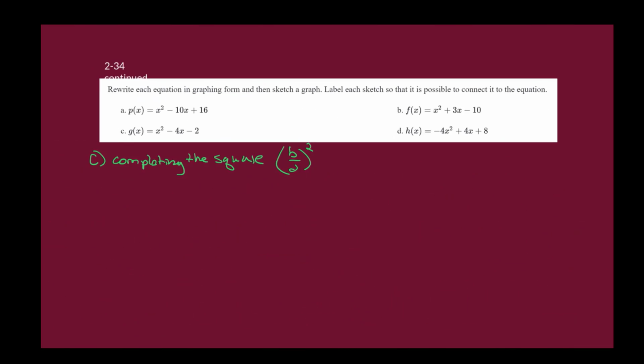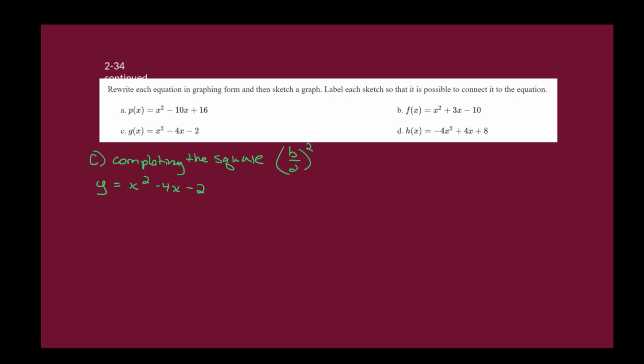Okay, so part C, we're going to do completing the square. So I'm going to change the g of x to y equals x squared minus 4x minus 2. The reason I chose completing the square on this one is it's not factorable. You would have to do the quadratic formula to factor this one, so it's much easier to complete the square on this. In fact, I recommend, if it's not factorable, just go ahead and complete the square because you'll see it's just a lot easier.